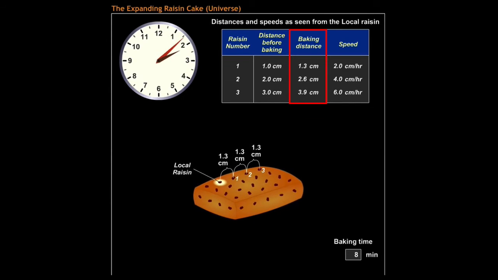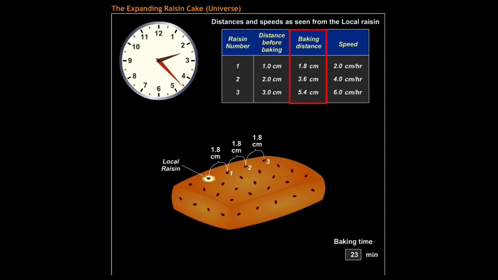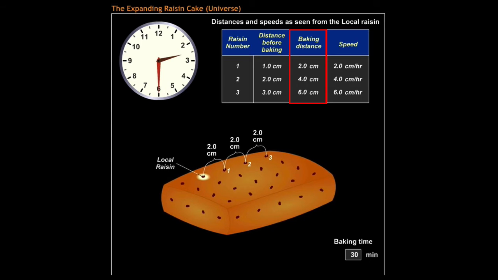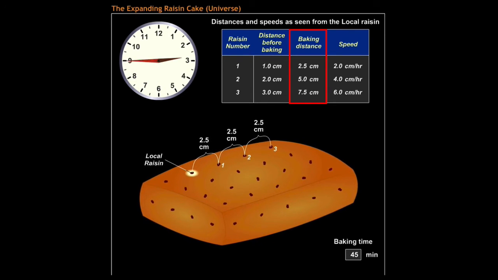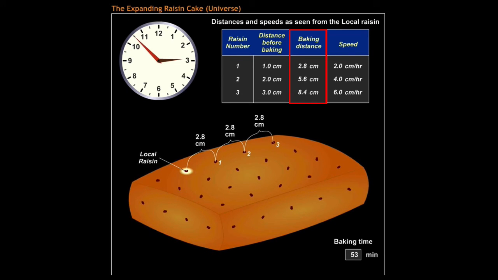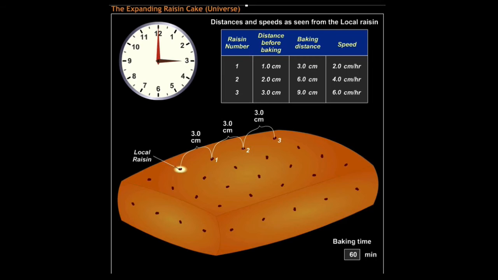Let's now watch the expansion again, this time paying attention to how the distances of other raisins change during baking. Notice that even though the cake expands uniformly, the distances from the local raisin to the more distant raisins grow at a faster rate. At the end of the hour, the distance to raisin 1 has increased from 1 centimeter to 3 centimeters, so it was moving away from the local raisin at a speed of 2 centimeters per hour.